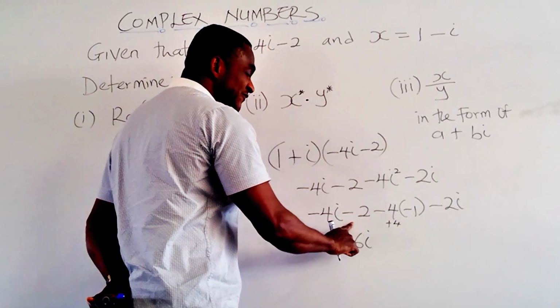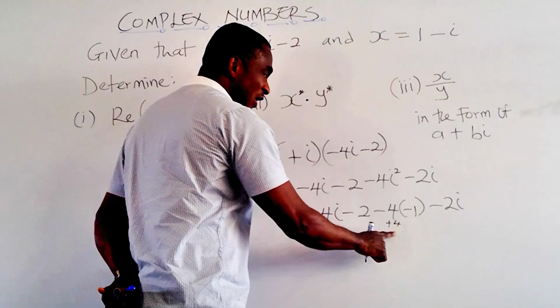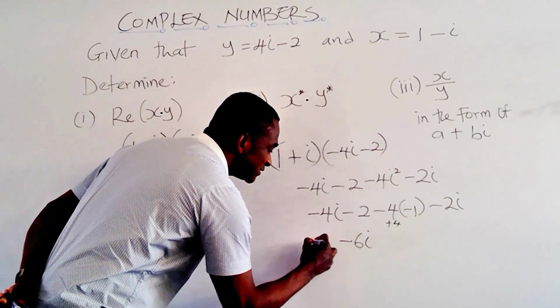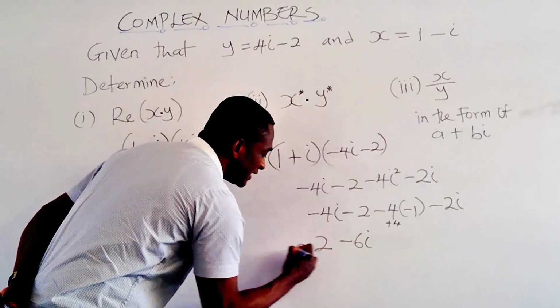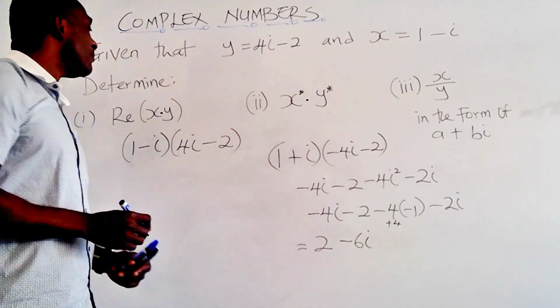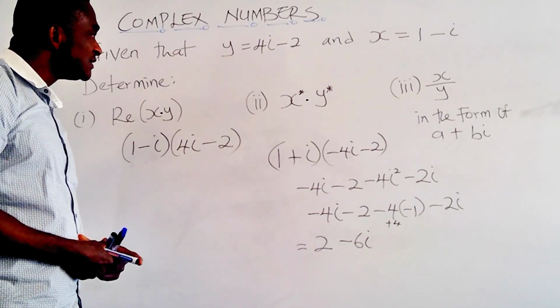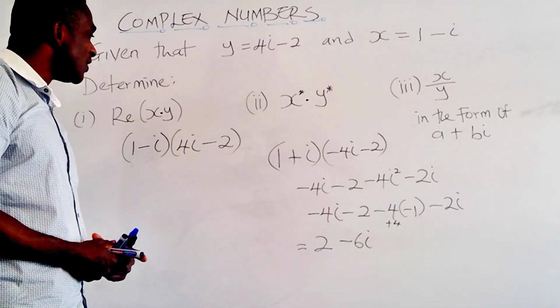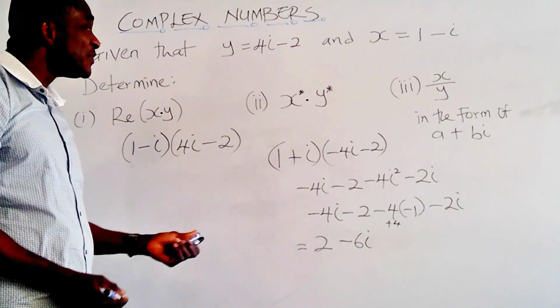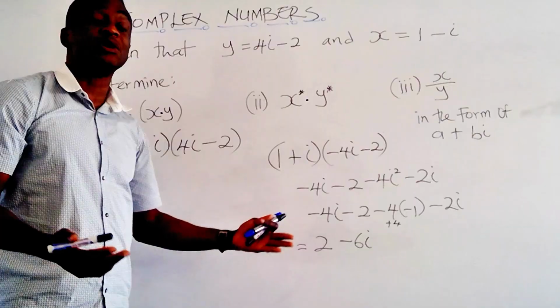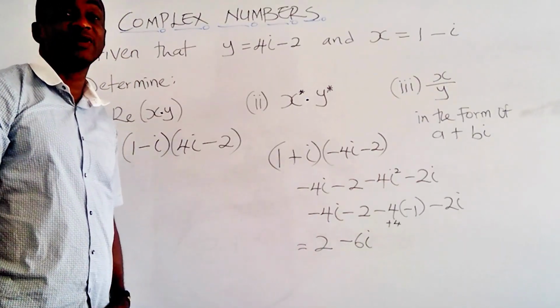So this is negative 2 plus 4, and that gives us positive 2. So our answer is 2 minus 6i. Remember, the conjugate is very important. Getting this alone gives you almost all the marks before you even start simplifying.